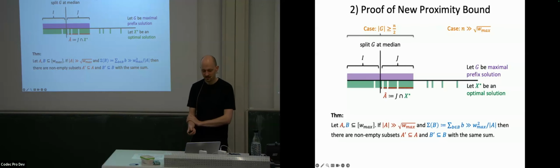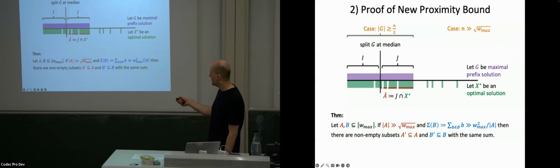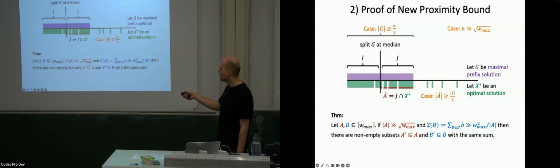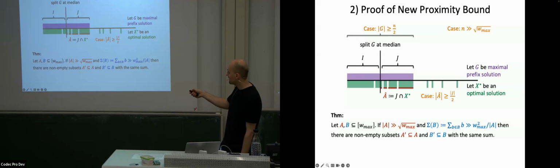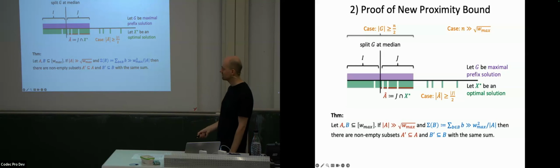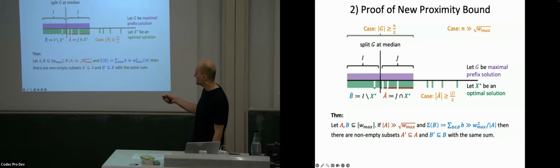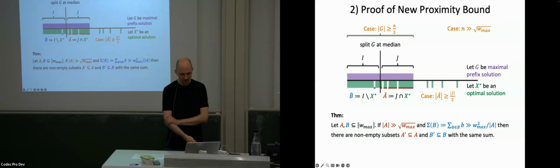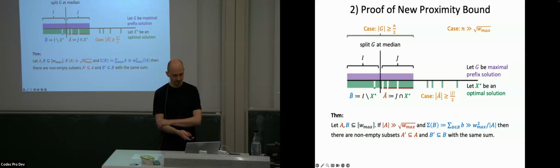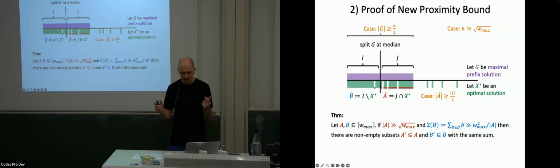And now let's look at the items in J selected by the optimal solution. And again, another case assumption is that the optimal solution selects at least half of the items in here. Let's also look at the items in I that are not selected by the optimal solution, so the empty spaces here. Okay, so those are sets of items.